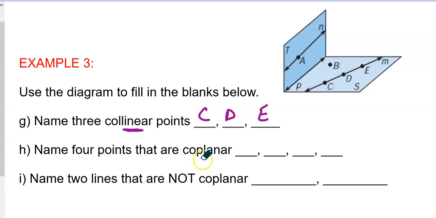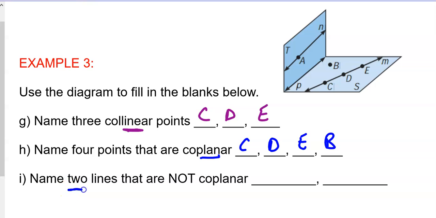For points that are coplanar, so again, if I'm looking at plane T, I only have 1 point on there. I have a lot more points on this plane here, plane P, or plane, yes, plane P. No, plane S, sorry. So let's see, we need 4 of them. 1, 2, 3, oh, and there's our 4th one. So C, D, E, B. Doesn't matter what order I write that in. I could have written it in alphabetical. Doesn't matter. Okay.